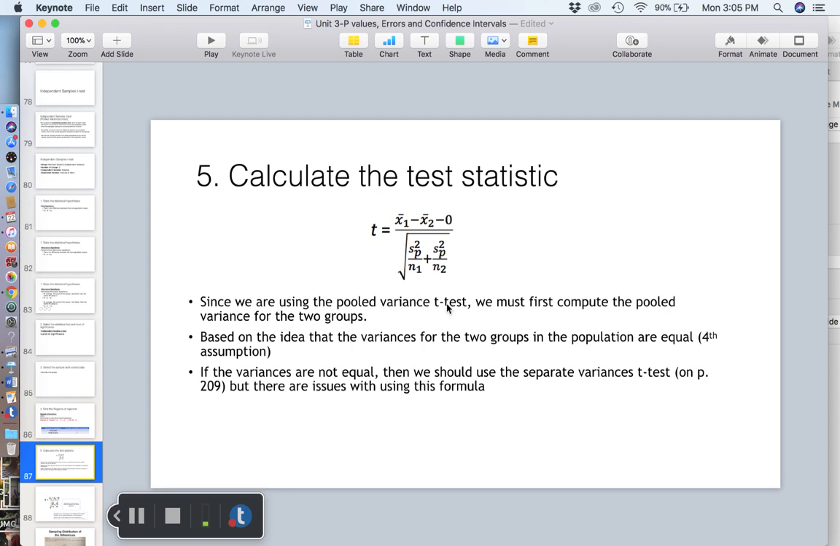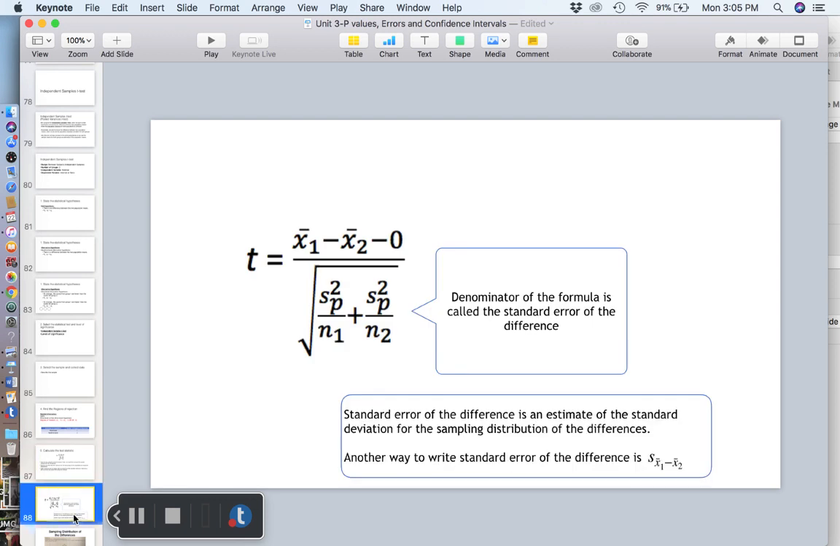Since we're using the pooled variances t-test, we must first compute the pooled variances for both groups. This is based on the notion that in the population, the variances for both groups are equal, which is one of the assumptions for the independent samples t-test that you should have read about in your textbook. If the variances are not equal, then we should use the separate variances t-test, which is on page 209, but there are some issues with this formula. We're not going to really get into the separate variances t-test formula in this class, but you can read about it in your textbook.